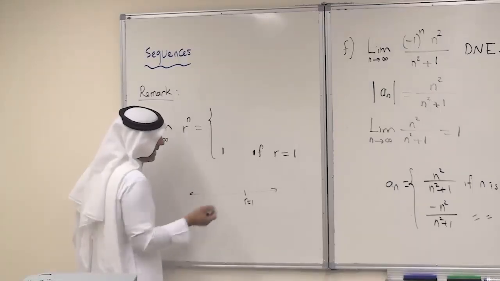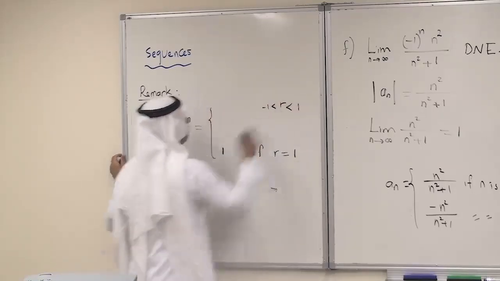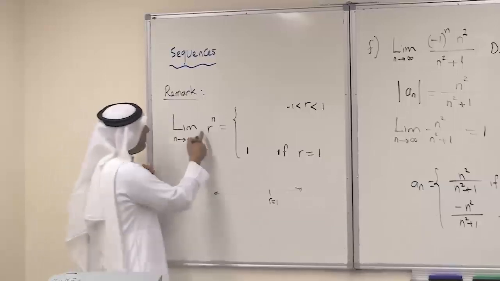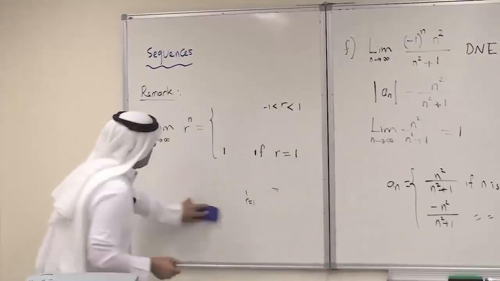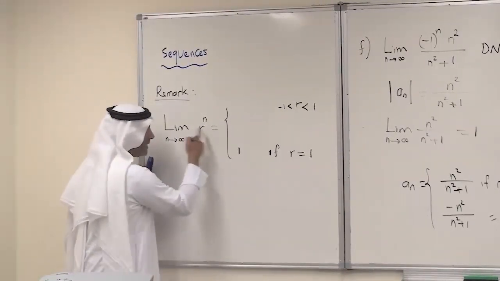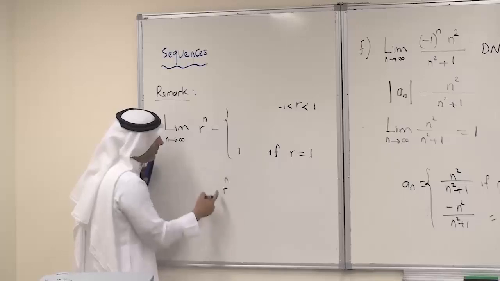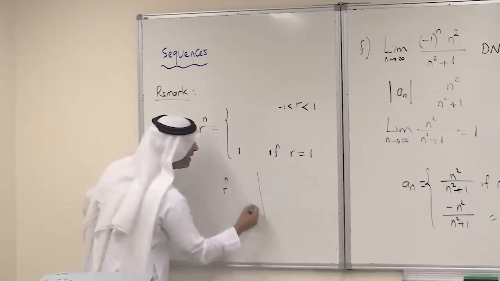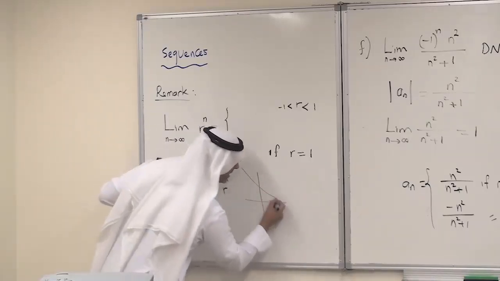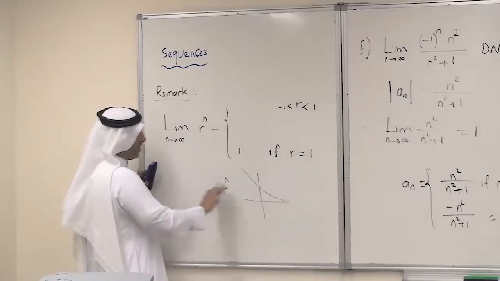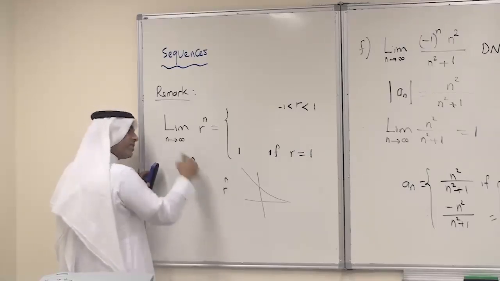Okay, we have another case now. What happens if r is between -1 and 1? Let us take first the positive and then say something about the negative one. If the number r is less than 1, r to the n is a decreasing function. This is a positive number less than 1 raised to the power n, so it is decreasing, decreasing, decreasing, and it goes to 0. This is if r is positive. For example, 1/2 to the power n, as n goes to infinity, goes to 0.